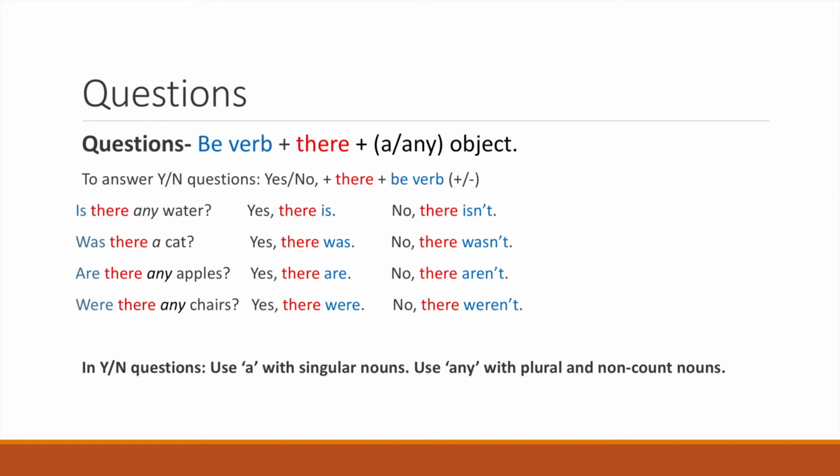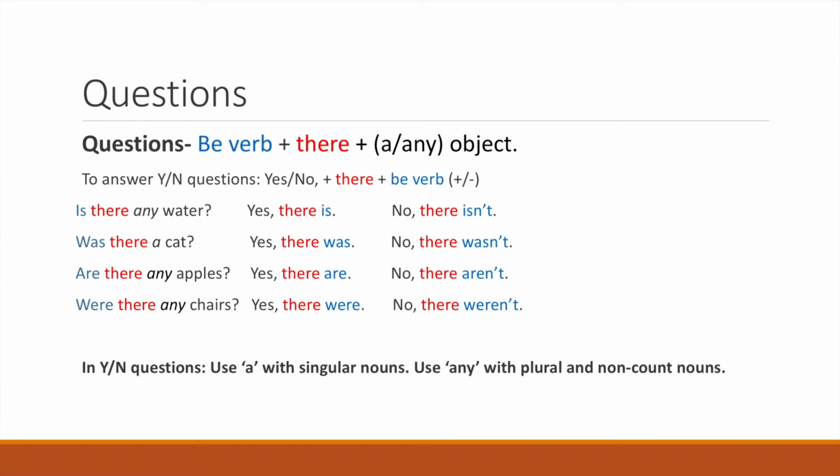To form questions using demonstratives, we first start with the be verb, then there, a or any, and the object you're asking or talking about. To answer yes or no questions, you simply state yes or no, followed by there, and then the be verb, positive or negative. Here are some examples. Is there any water? Yes, there is. No, there isn't. Again, we start with the be verb. Because we have water, a non-count noun, we use the singular form, followed by there. Any, because we have a non-count noun, to finish the question.